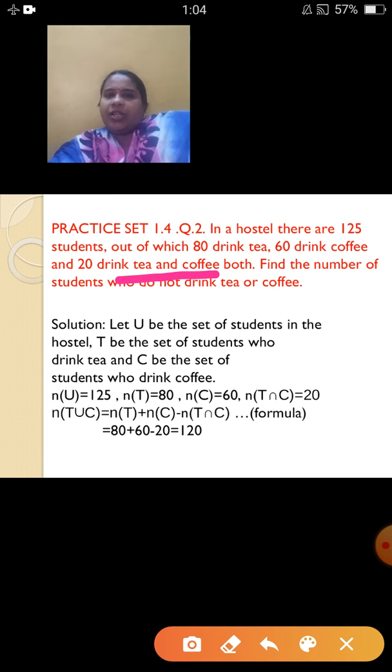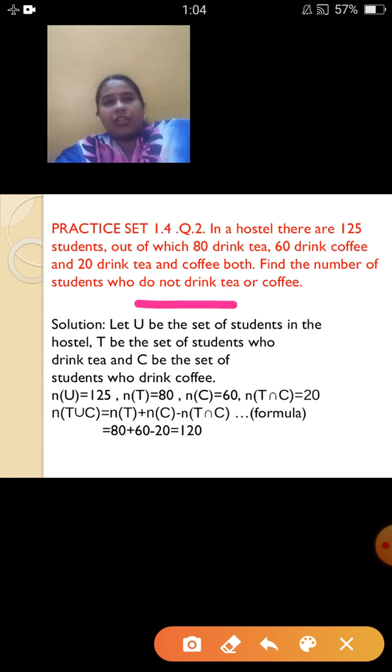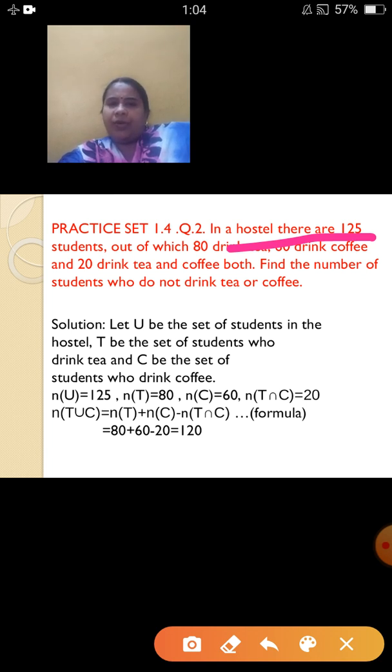Okay. What is asked then? Find the number of students who do not drink tea or coffee. It is not find the number of students who drink tea or coffee, where I would find the union. It is do not. Try to understand the question part by part. Now based on this, let us start writing what is given to us. We will start from what is given in the first statement. There are 125 students. Now as you know, universal set means collecting all the possibilities together and writing it as U. So in this there are a total of 125 students. So let U be the set of students in the hostel.